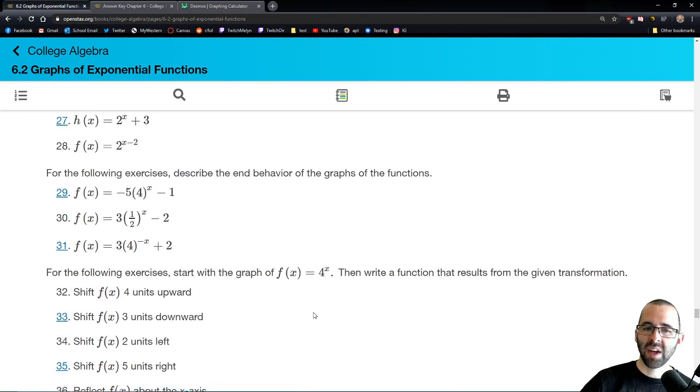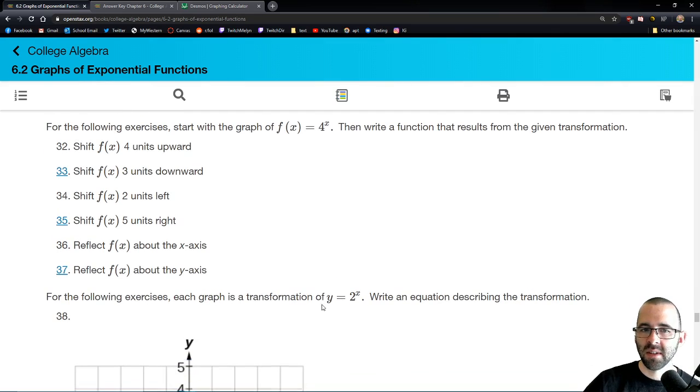We skipped the end behavior problems, so don't worry about those. Again, can you do function transformations? 4 units up means +4 at the end. 2 units to the left, that's a +2 on the inside. Remember, left is positive on the inside because things on the inside, horizontal stuff, for function transformations kind of work backwards from what you might expect.